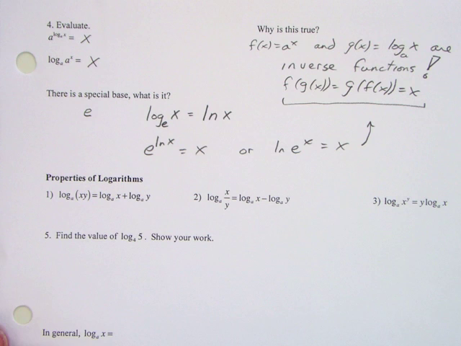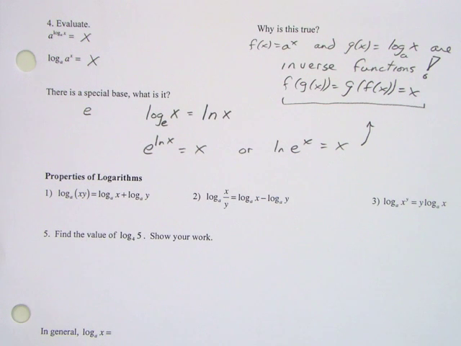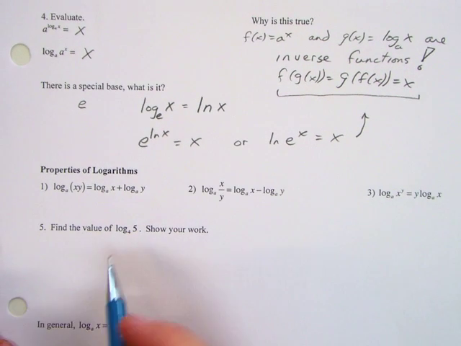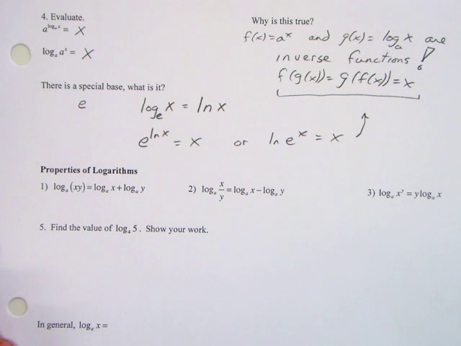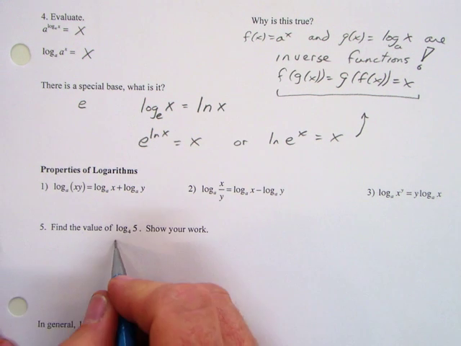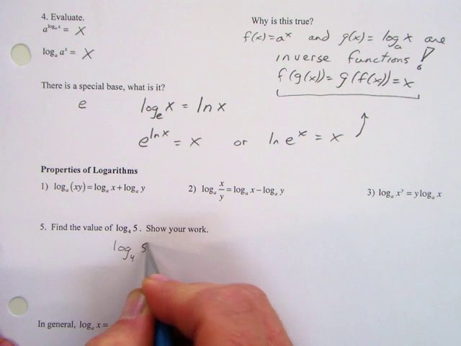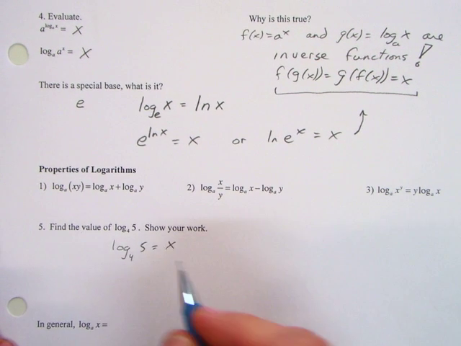Now here are your log rules. Let's use this to find log base 4 of 5. We can do this a couple ways. We could use change of base. I want to show it just deriving it for right now. We'll set it equal to x.